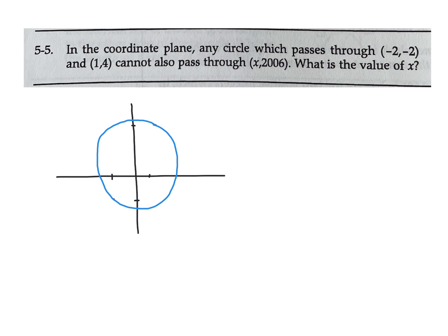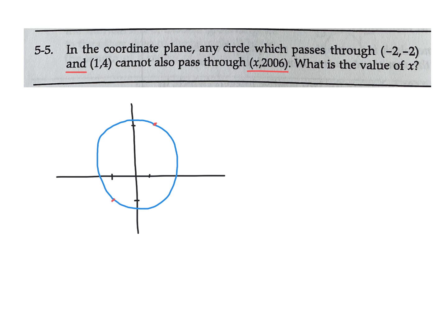They're saying, well, let me just highlight those points. This was the point, and this was the point. And there's another point that it cannot pass through. Interesting. In the coordinate plane, any circle which passes through (-2, 2) and (1, 4) cannot also pass through (x, 2006). I'm thinking there are so many possibilities, right?